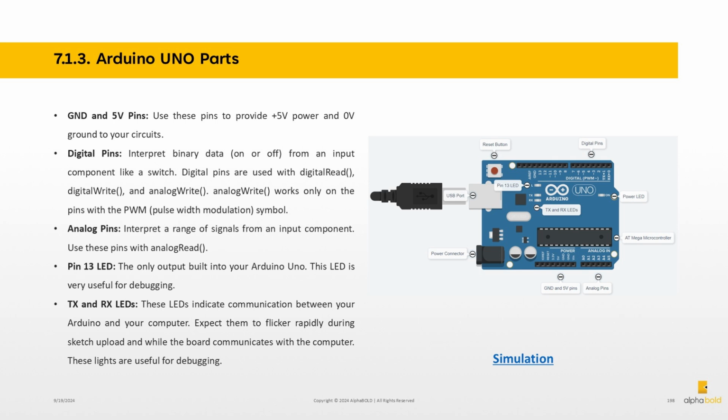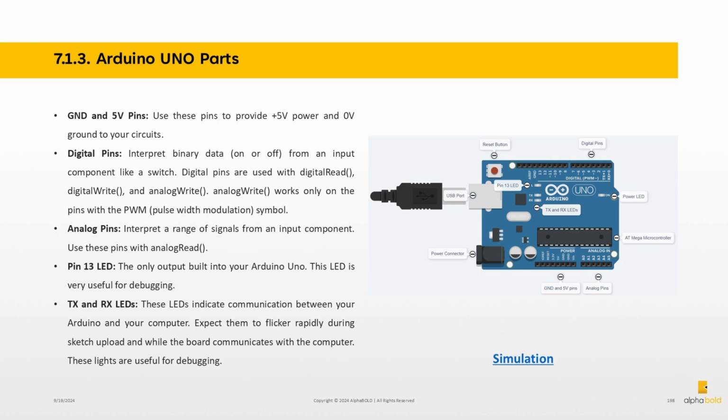Digital pins interpret binary data, on or off, from an input component like a switch. Digital pins are used with digitalRead, digitalWrite, and analogWrite. analogWrite works only on the pins with the PWM, pulse width modulation, symbol. Analog pins interpret a range of signals from an input component. Use these pins with analogRead.